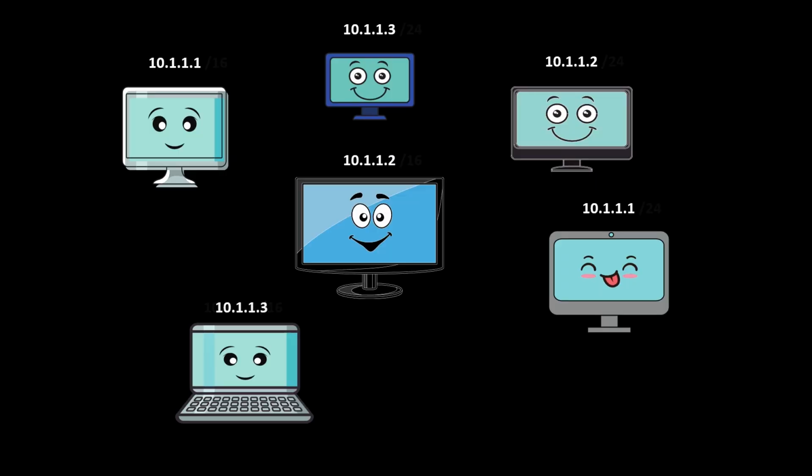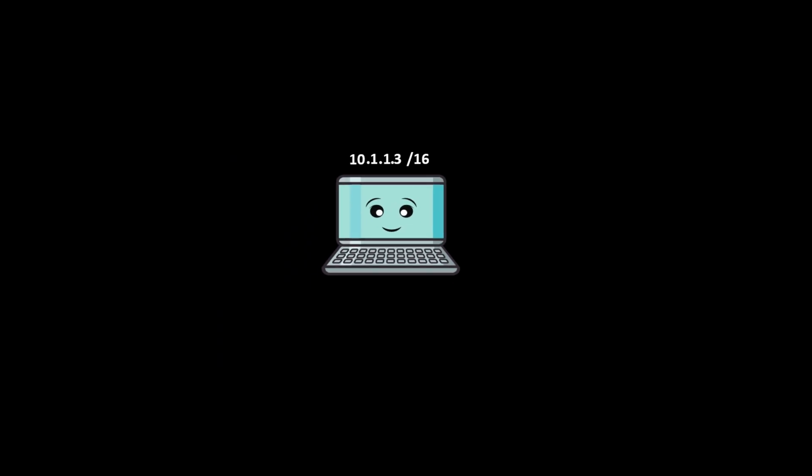How do the computers know which network they belong to? It's easy. They use the same trend as the children, but in the context of computing, it's known as subnetting. Let's try an example. We have a computer with the IP of 10.1.1.3 with a CIDR of 16.